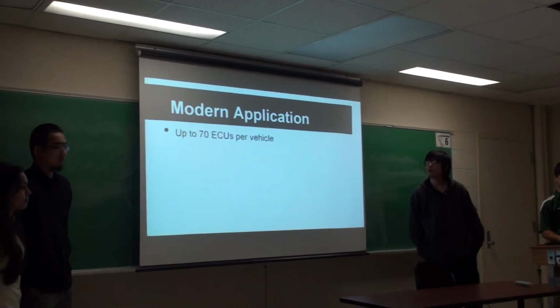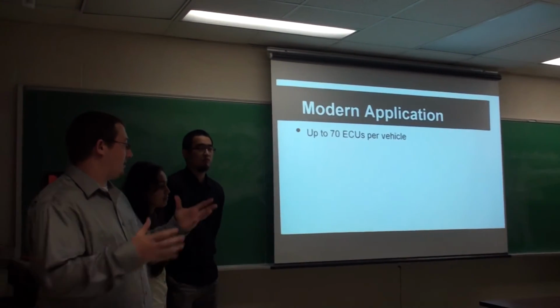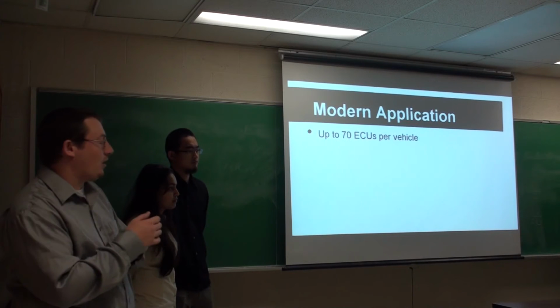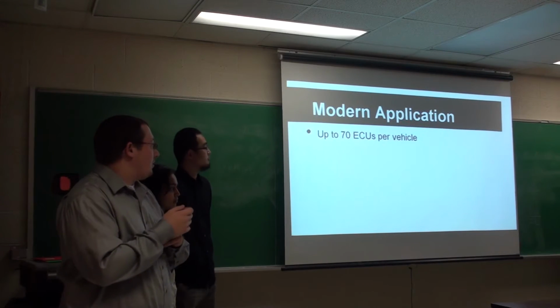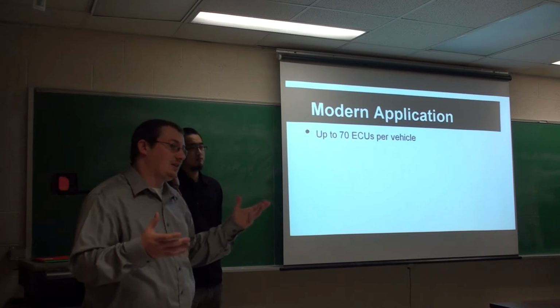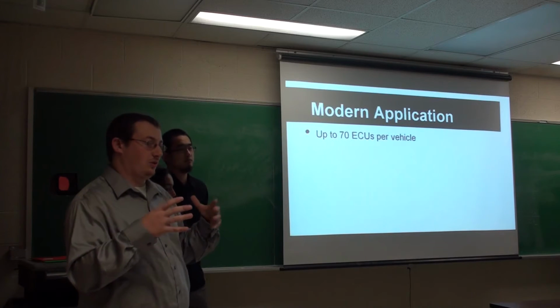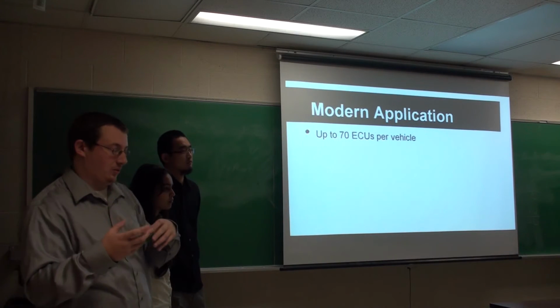Okay, so for a modern application, how is a typical CAN system that we just explained used today? Well, in a CAN system, there can be up to 70 ECUs in any given vehicle. So this system obviously needs to be able to communicate with all of those.